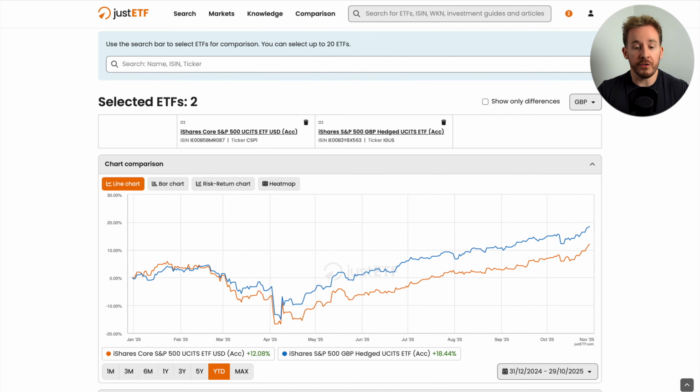These two funds are both from iShares covering the S&P 500. The orange line is your typical S&P 500 ETF denominated in the US dollar. The blue line is exactly the same fund, but it's GBP hedged, which means it effectively ignores any appreciation of the pound so far this year. And that's reflected in the performance, with the typical ETF up around 12% compared to the hedged version up over 18%. But of course, this is not always going to be the case.